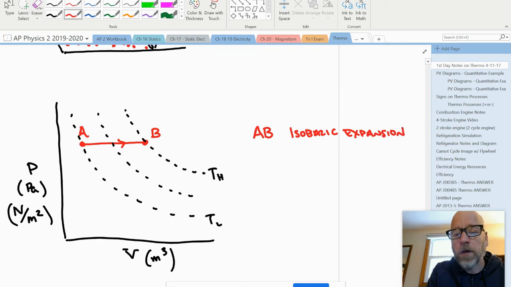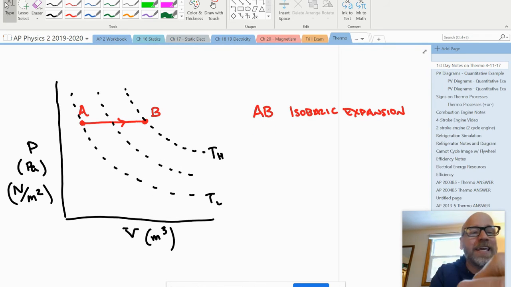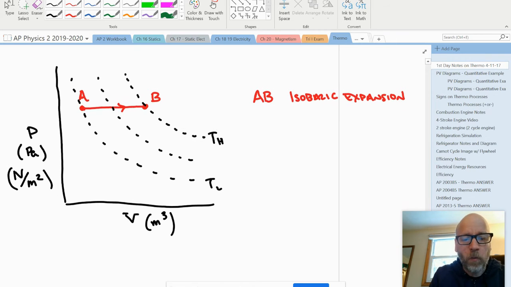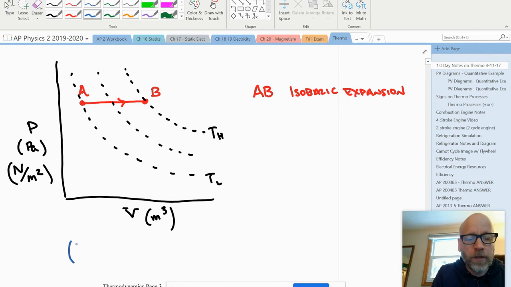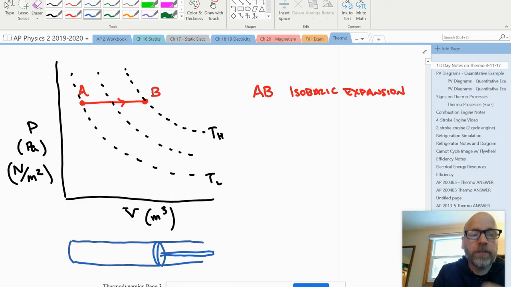Isobaric because the pressure didn't change, and expansion because the volume did. Because the key to understanding this whole unit is every time you see one of these graphs here, what I need you to visualize is a piston underneath, where at A, it was down here full of gas. But now at B, it expanded, the gas is expanded in the piston like this.